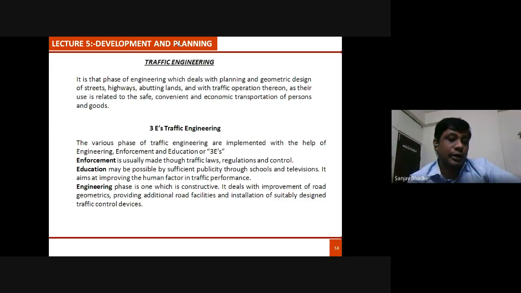So you should remember these three E's. The first one is enforcement. The second one is education. The third one is engineering. You can note down all these things.